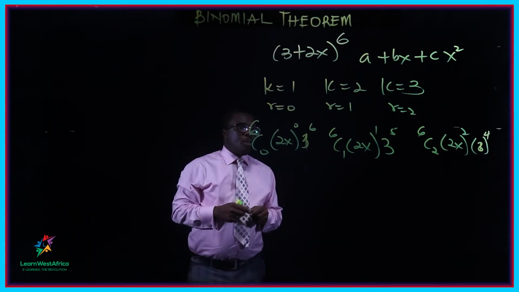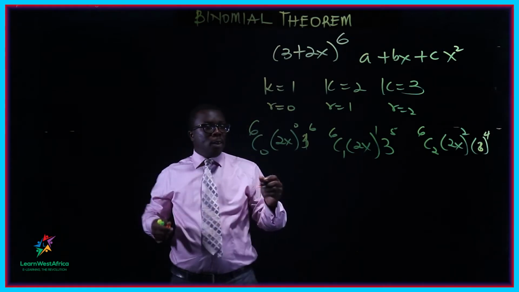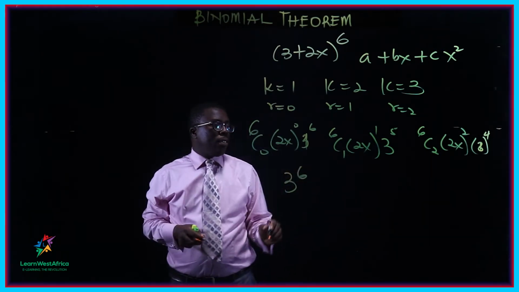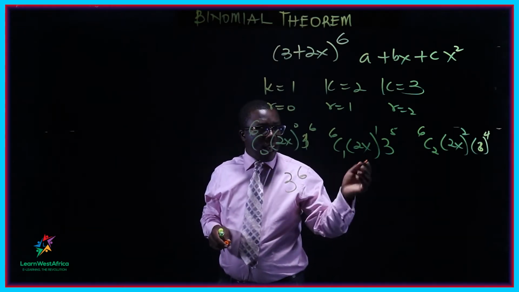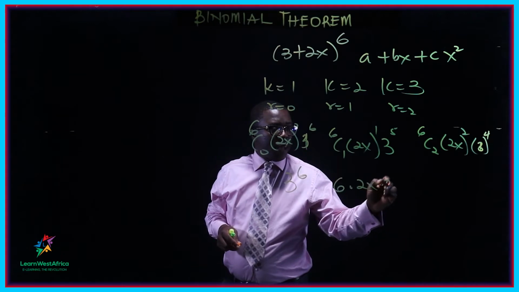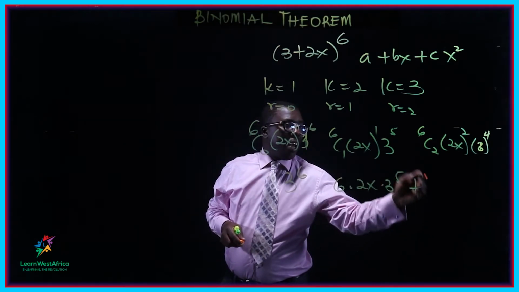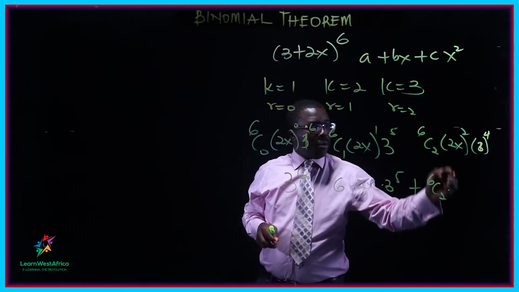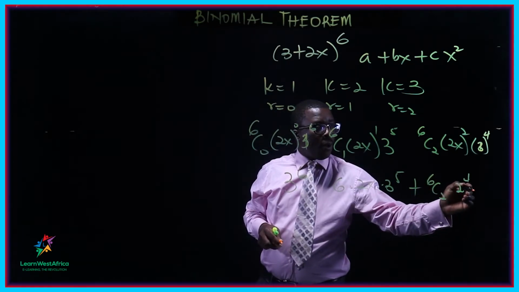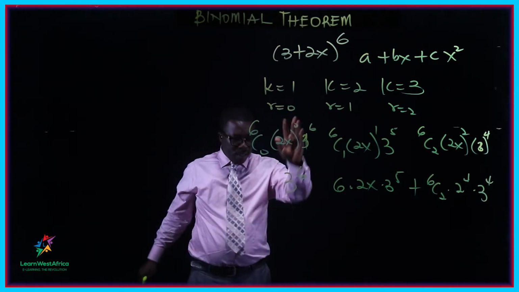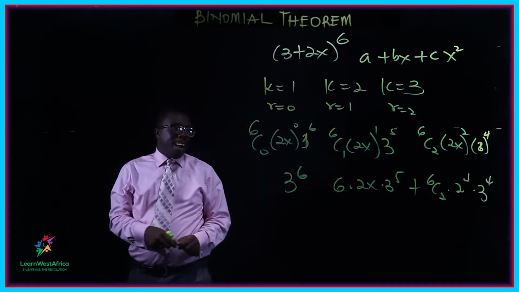It's very easy for us to work that out. So basically, you're going to have 3 to the power 6 here, all right? Then you're going to have 6 times 2x times 3 to the power 5. Then 6 choose 2 times 2 squared times 3 to the power 4. Okay? So you just have to evaluate all that and you have your answers.